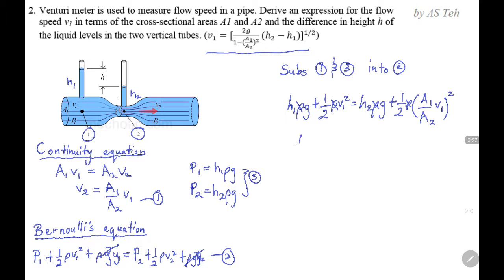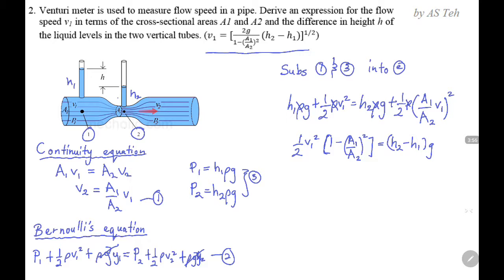So I have half V1 squared times 1 minus A1 over A2 squared, equals H2 minus H1 times g.